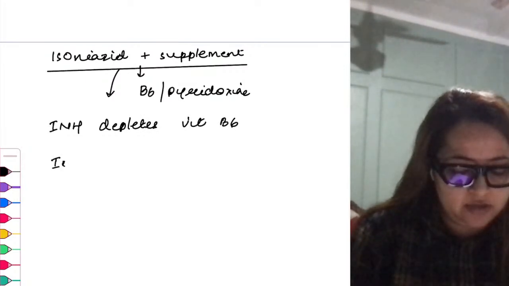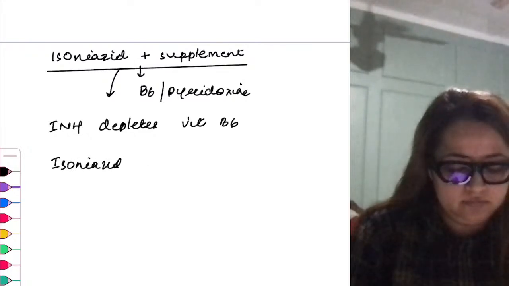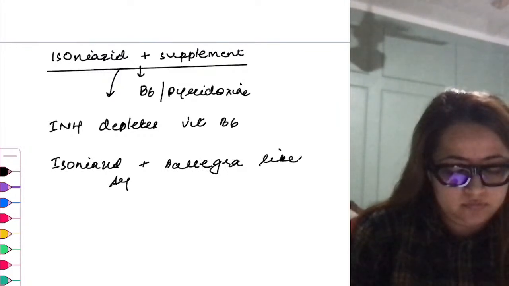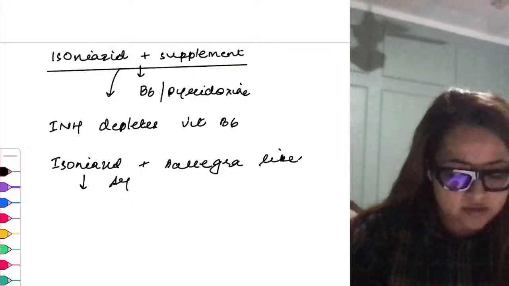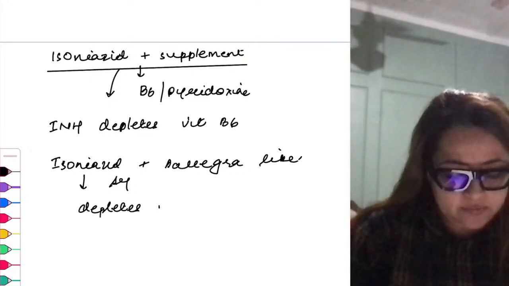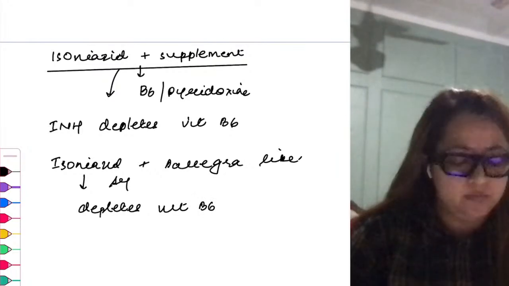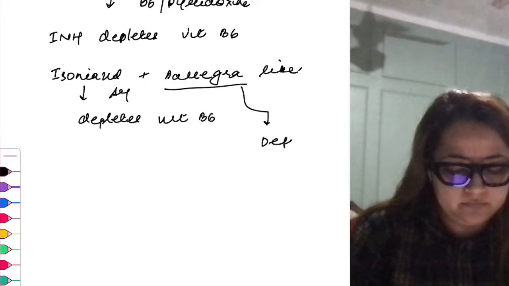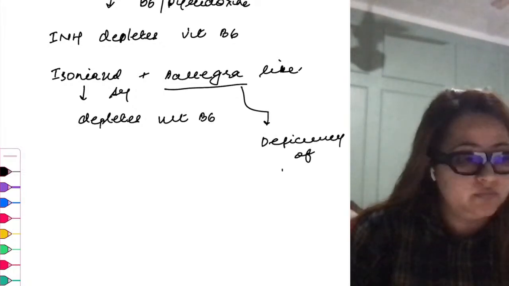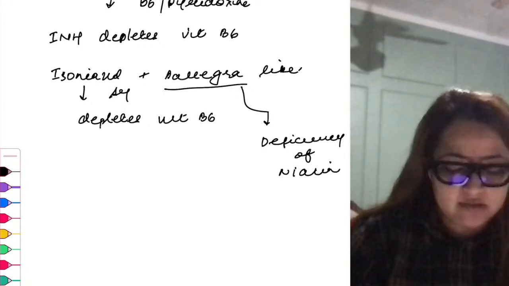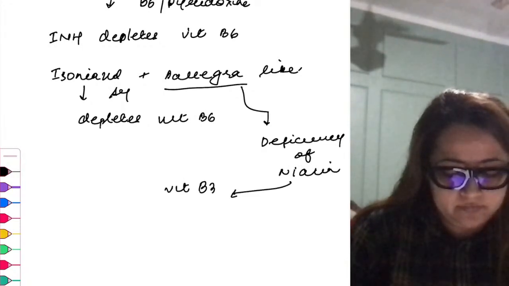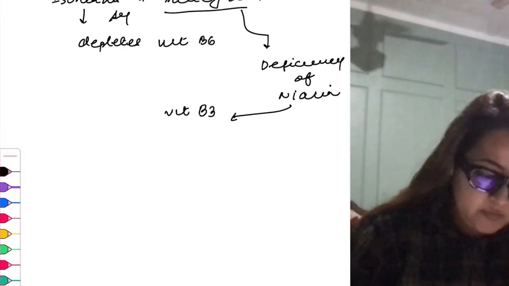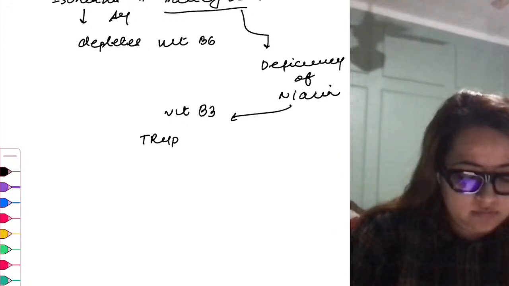Another point is, why do you think isoniazid leads to pellagra-like symptoms? The answer here is the same, that isoniazid depletes vitamin B6. Okay, but what is the problem here? Pellagra is due to the deficiency of niacin. Niacin is vitamin B3, right? How is niacin formed? What is the precursor of niacin? The precursor of niacin is tryptophan.